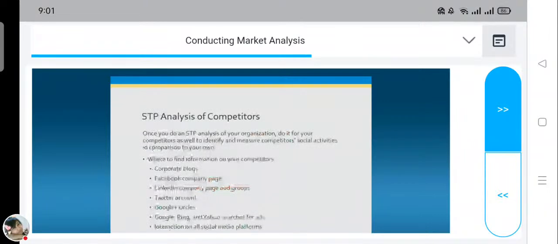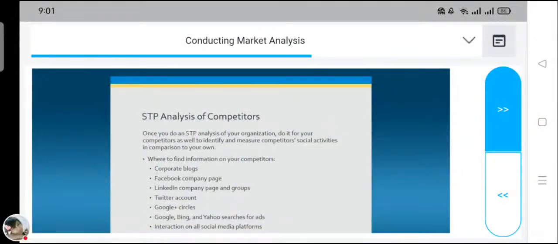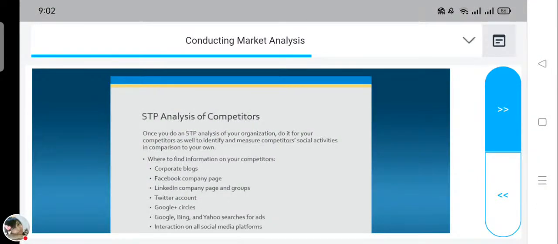But the next most important thing is, what are your competitors doing? And so that same STP analysis needs to be done of your competitors. You need to look in as many places online as possible to determine how your competitors are handling this same market and this same product. Look at corporate blogs, look at Facebook pages that they might have, Twitter accounts that they might have. Any interaction on all social media platforms should be analyzed.